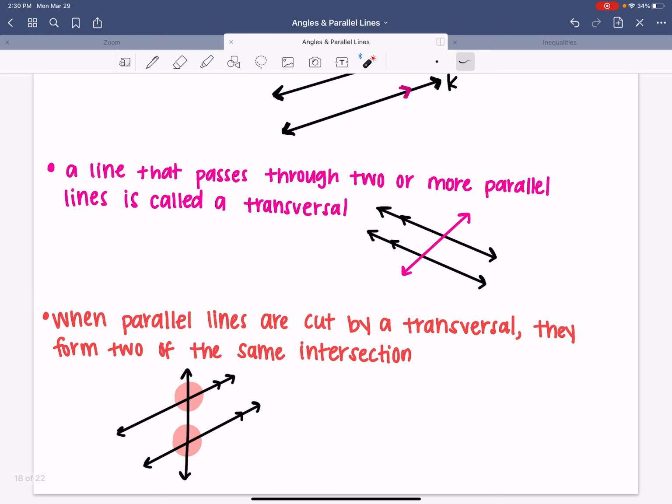All right, just as a reminder, a line that passes through two or more parallel lines is called a transversal. So if you have two parallel lines, again, they are noted with the arrows, and then a line that passes through them, that is called the transversal.